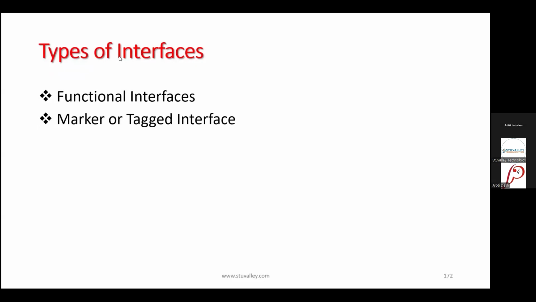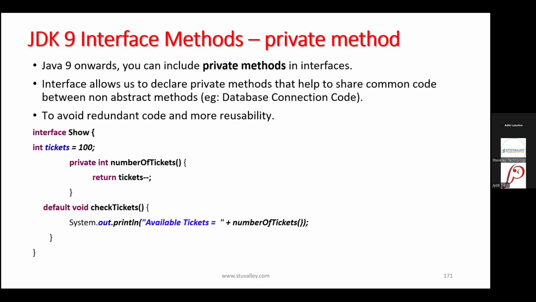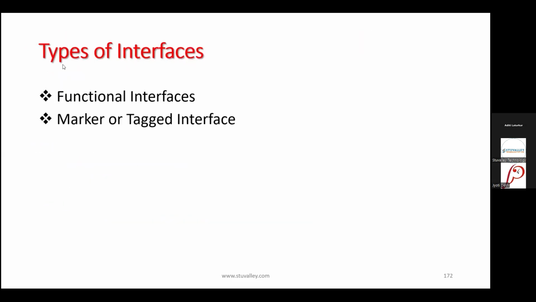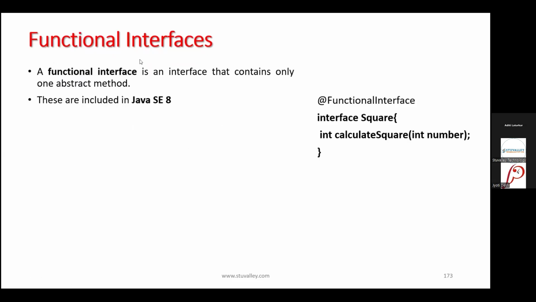In the previous session, we saw the different default, private, and static methods inside an interface. I have seen only the introductory part for the types of interfaces. There are two types of interfaces: functional interfaces, and marker or tagged interfaces. So what is a functional interface? Basically, a functional interface is nothing but an interface which contains only one abstract method.